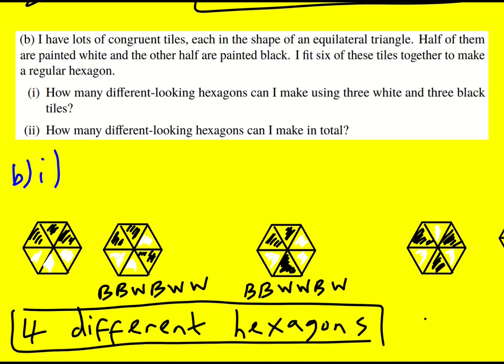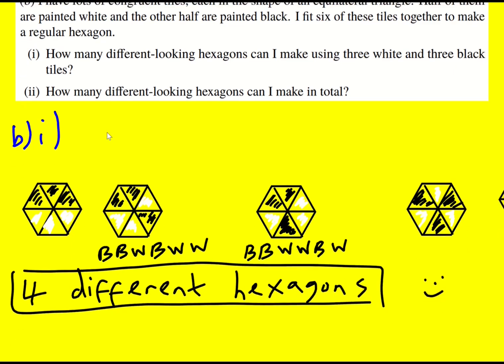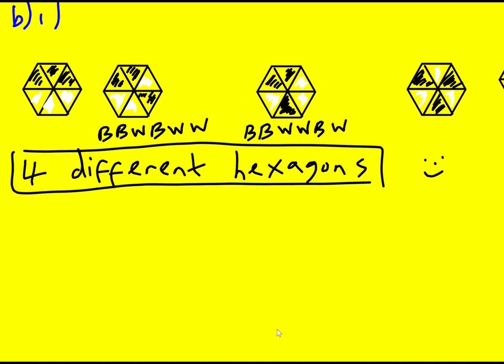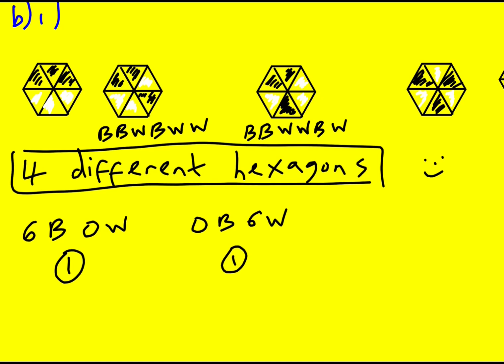Okay, I hope you're convinced by that. I've tried to argue it using a systematic method. Finally, how many different looking hexagons can I make in total? Right, well, let's look at 6 black and 0 white. Clearly, there's just going to be one possibility here. I'm not even going to draw it. And because of the symmetry, 0 black and 6 white is going to also be 1.